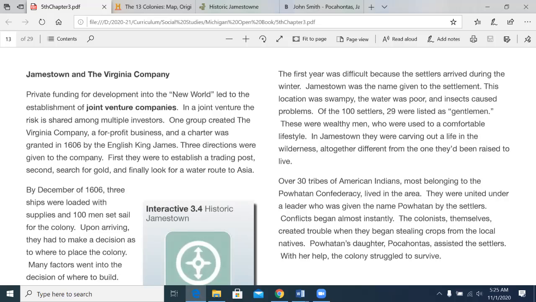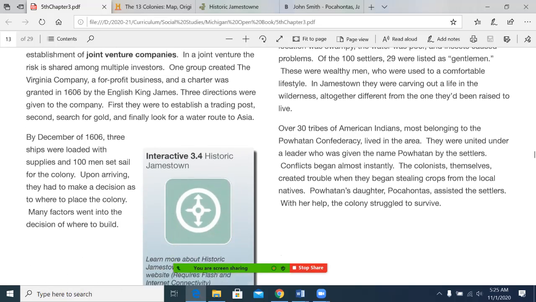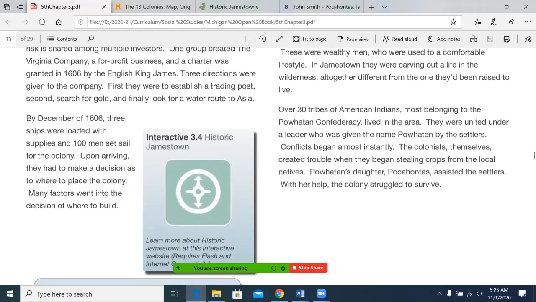Again, you see that word charter or permission slip here, as I'm going to call it, even though the term is charter. But it's kind of like a permission slip to take someone's land in this case. By December of 1606, 3 ships were loaded with supplies and 100 men set sail for the colony.